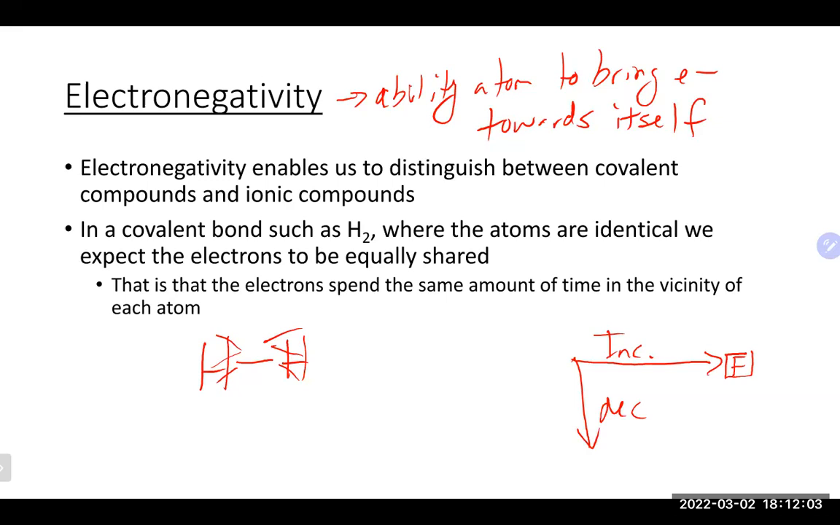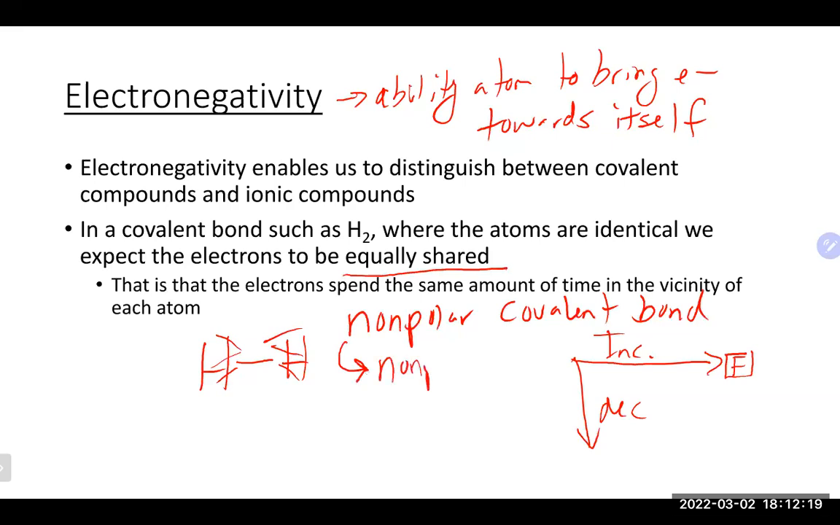In a case where we have equal sharing of electrons, that is what is referred to as a nonpolar covalent bond. Most people shorten it to just a nonpolar bond. It's assumed to be covalent. So a nonpolar bond arises when you have 2 atoms that are sharing electrons equally between them. The result of sharing those electrons equally basically results in an overall neutral bond, if you want to think about it that way.